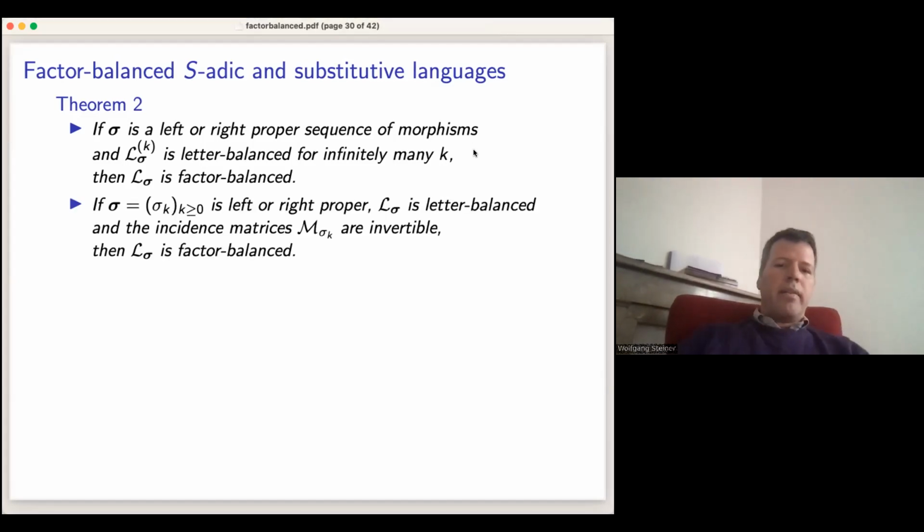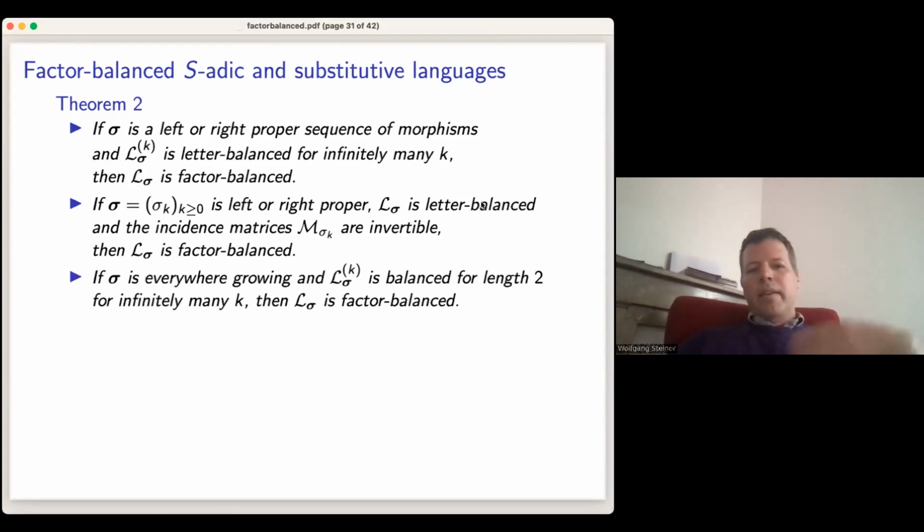If the incidence matrices are invertible, then it's sufficient to look at the letter balancedness of L sigma, because this implies letter balancedness of all L sigma k. And if we don't have properness, then we need balancedness for length 2 for infinitely many k, and we need it everywhere growing to be factor balanced. Because, for example, as we've seen, the 2 Morse substitution is letter balanced, but not balanced for length 2.